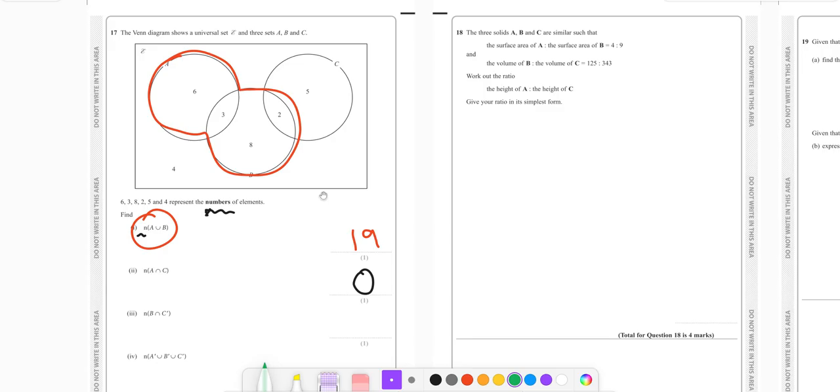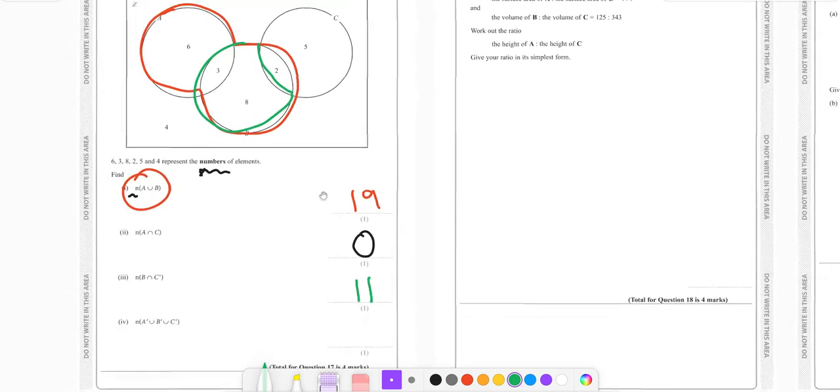B intersection with C dashed. So it's got to be outside C and in B. So it's going to be that region there. So there's going to be 11 of them.